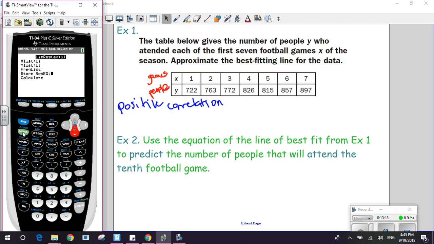Alpha trace. There we go. I'm sorry, guys. Alpha trace. And we're going to select Y1. What this feature does is when we run, after we hit calculate, it's going to automatically enter the equation in Y1 so that we can see its graph. So let's highlight calculate, hit enter.